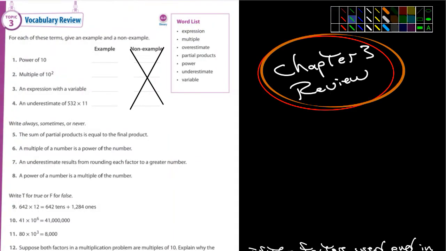All right, so again, this is page 118, chapter 3 review. I put an X through the non-examples here. You guys have done this. This is now, what, your third time since this is chapter 3. So I'm not worried about the non-examples, but let's look at the first 4 here together.